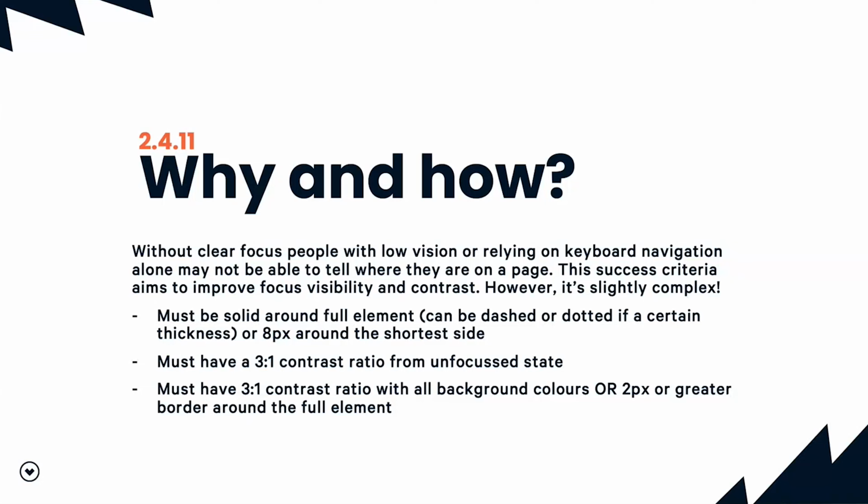So it must have a 3:1 contrast ratio from its unfocused state, and it must have a 3:1 contrast ratio with all background elements. And again, there's another exception here, or it must be 2 pixels or greater around the full element. It feels to me there's a lot of space for ambiguity. I will do some more reading on this one, but essentially it's all about making sure that the contrast between unfocused and focused states against the background elements is really clear. That's a reason I think the browser defaults might not always be the best solution, because on Chrome and Firefox it's a blue or black outline. But if the element that your input is sitting on doesn't have great contrast with that, then that would fail the success criterion.